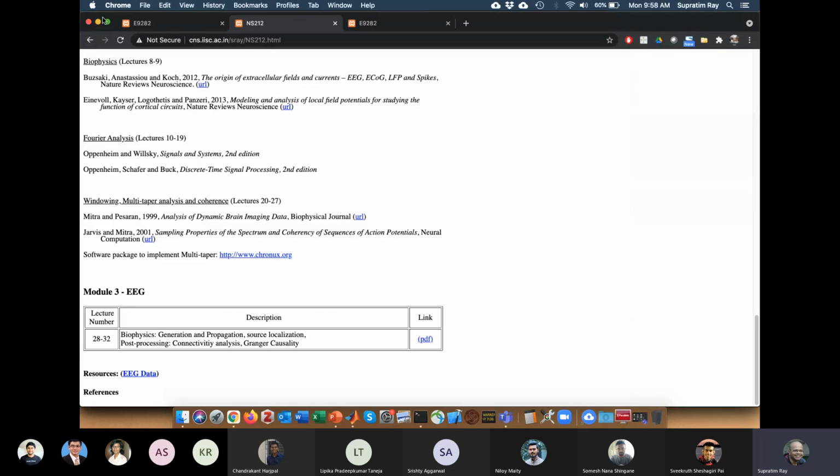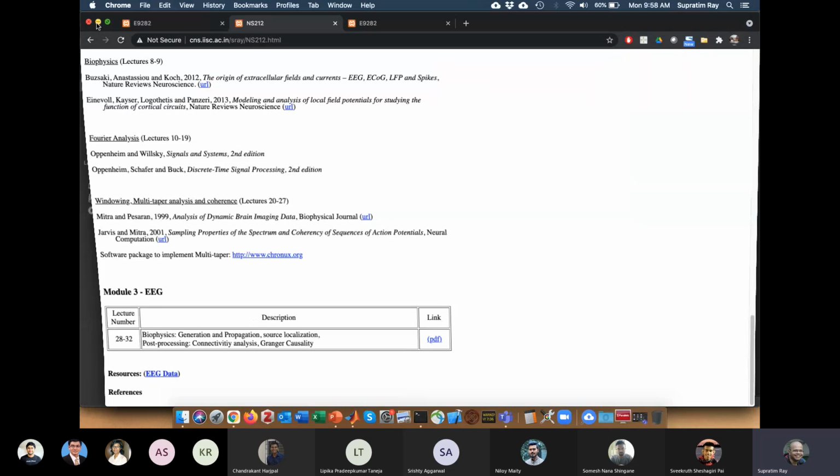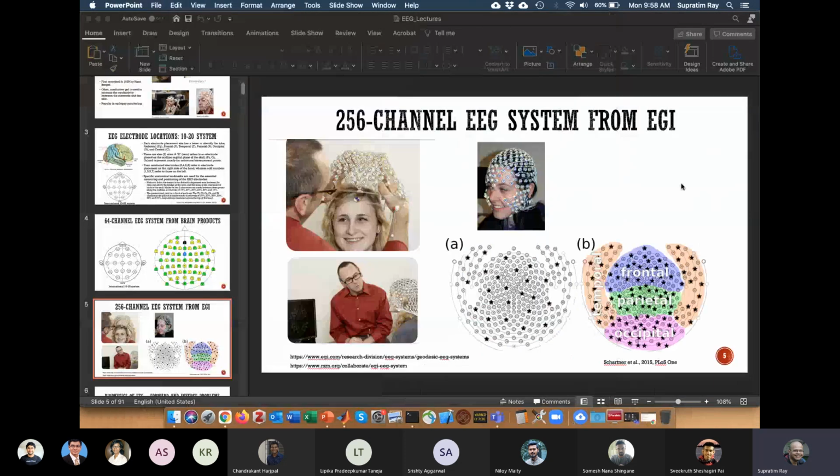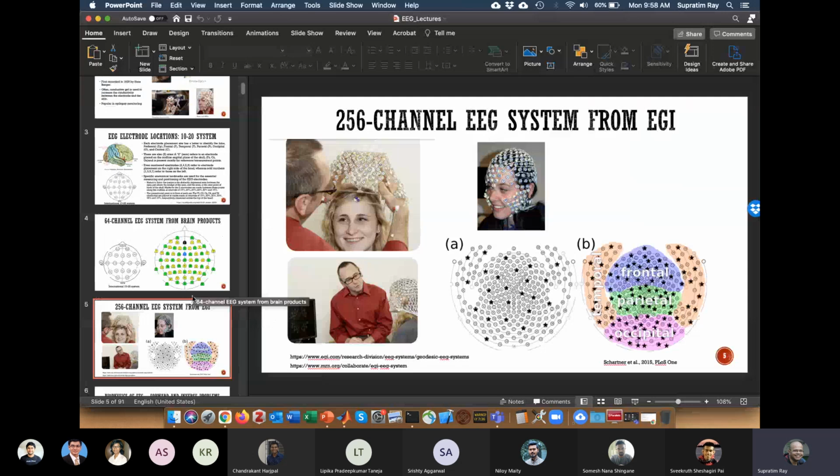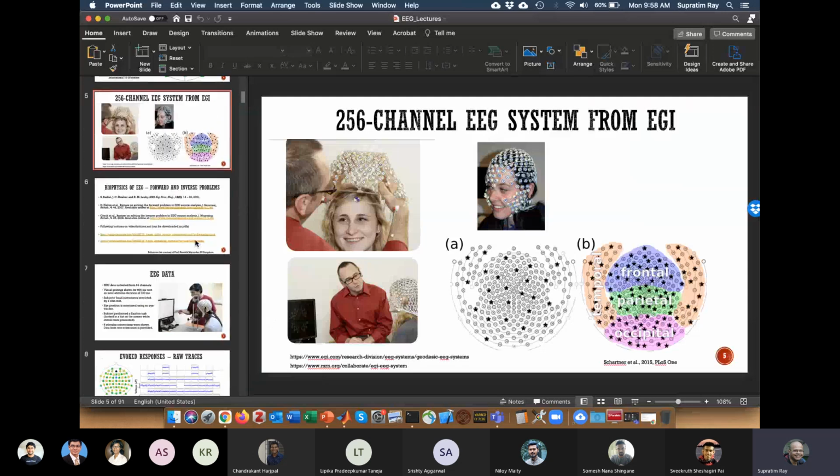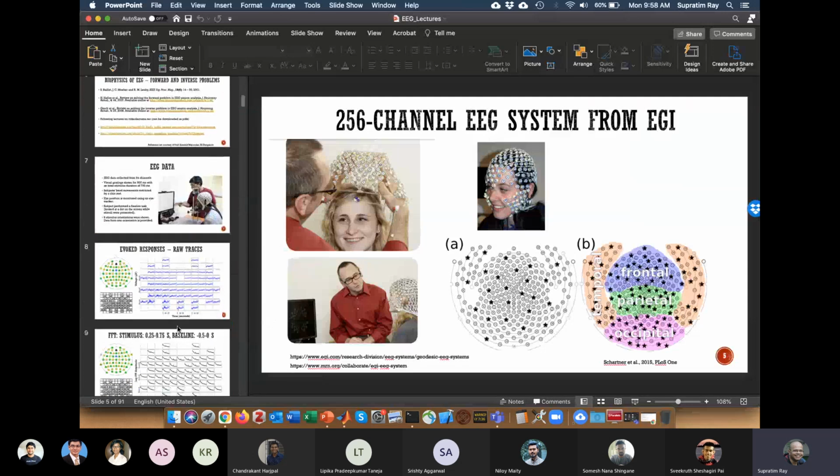New concepts will be fewer now. It's mostly going to be based on what we have already learned in the LFP module, and we'll show it on the EEG data. The new concepts that we are going to talk about will be in terms of source localization, which is the new part.